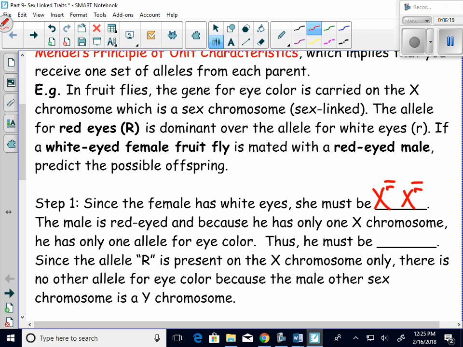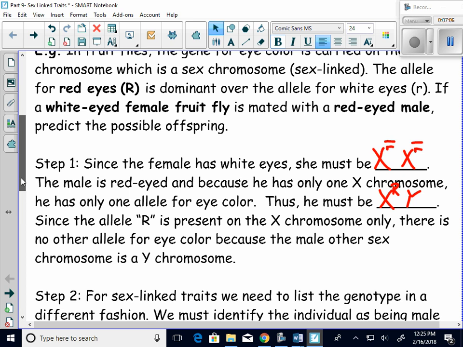Now, the male is red-eyed and only has one X chromosome. Therefore, he has only one allele for eye color. Therefore, the male is an XY, but we put that capital R in there. So the male is X capital R Y, meaning it has red eyes. The female is X lowercase r, X lowercase r. And we write those kind of like an exponent. That's how we write those. So that's step one. What are the parents?